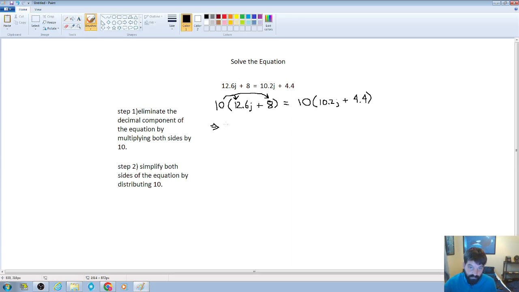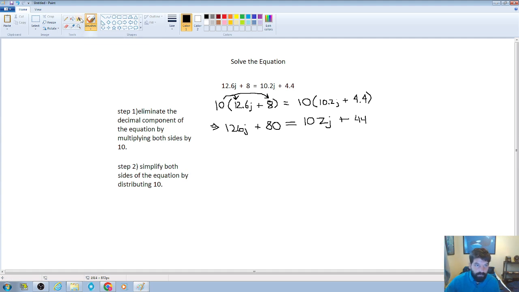So this is going to give us 126j plus 80 is equal to 102j plus 44. So there's some happiness and joy already taking place here for a lot of students out there that aren't the biggest fans of decimals. And again, this kind of comes down to what you're most comfortable with.